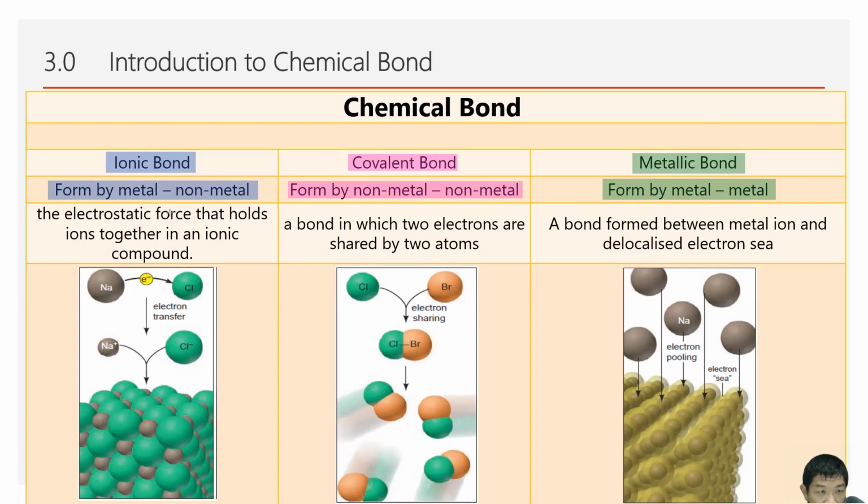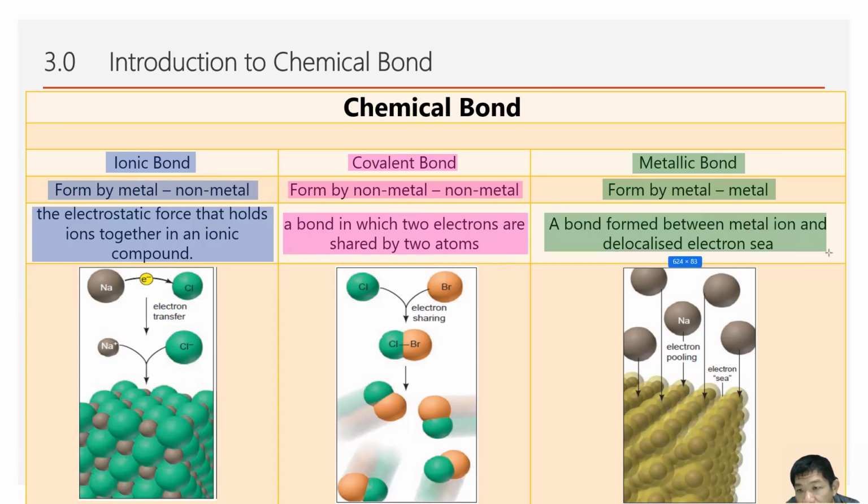An ionic bond is to say the electrostatic forces that hold the ions together in an ionic compound, via electrostatic attraction forces between two oppositely charged ions. Whereas the covalent bond is a bond in which two electrons are shared between two atoms. And then for a metallic bond, you have a bond that is formed between metal ions and a sea of delocalized electrons.